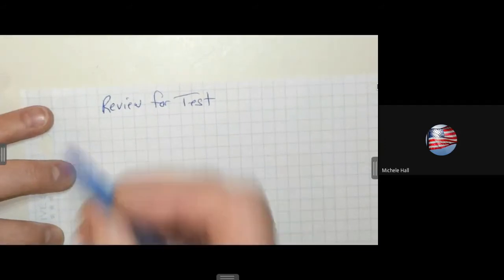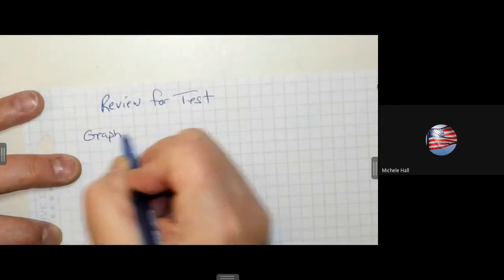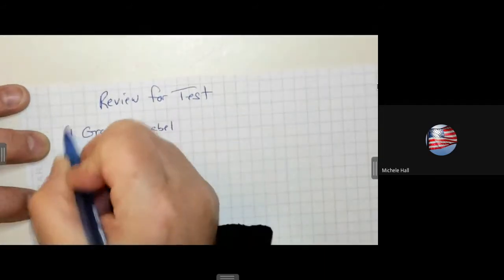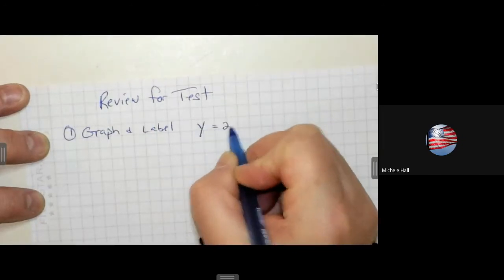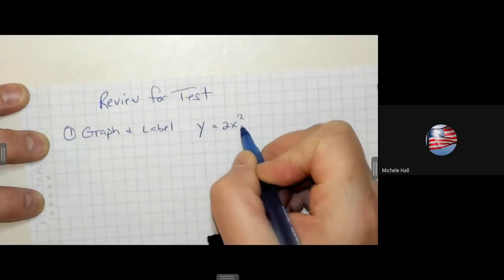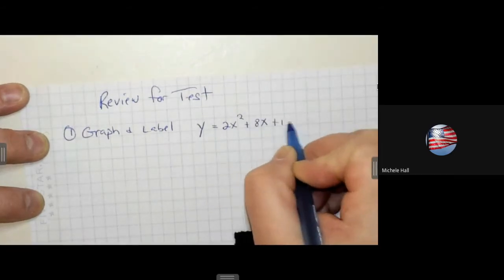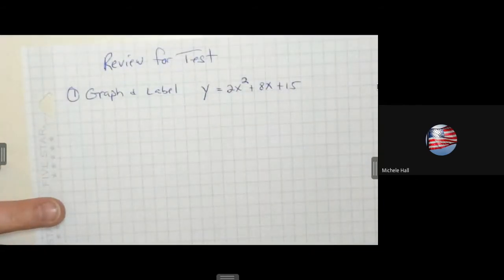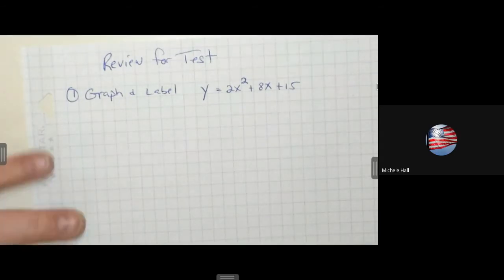Let's go with graph and label. Number 1, y equals 2x squared plus 8x plus 15. All right, we're graphing fully, and we're labeling everything on it. Domain, range, every single thing about it.